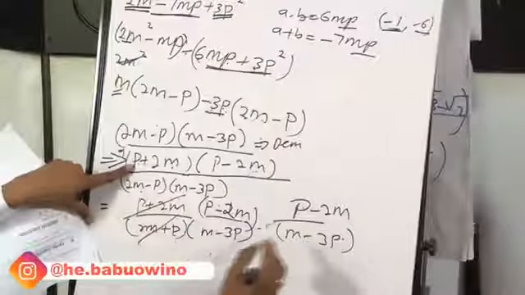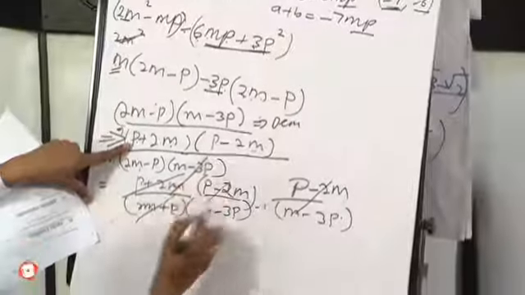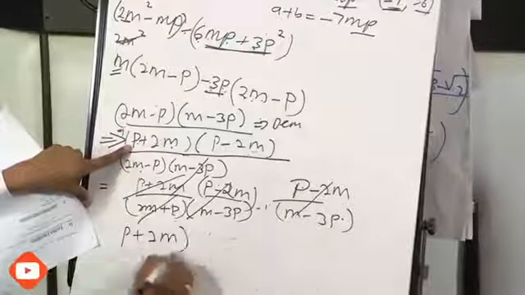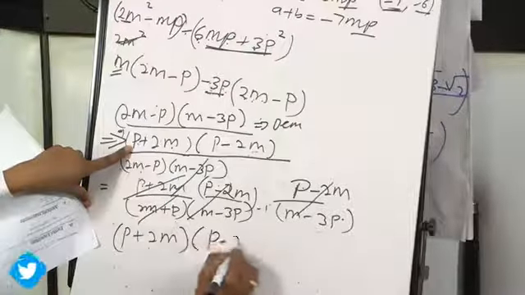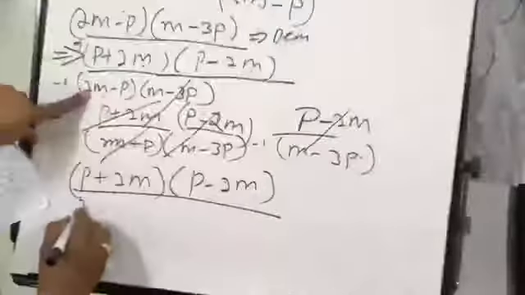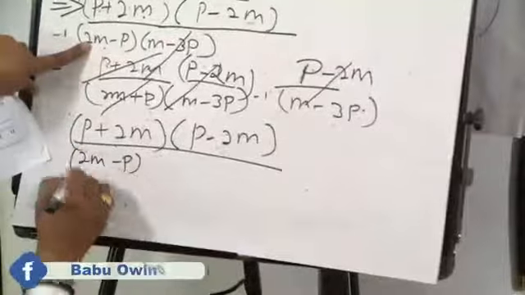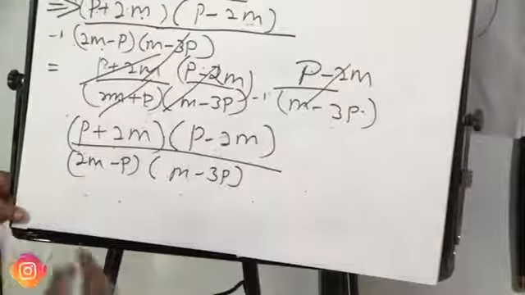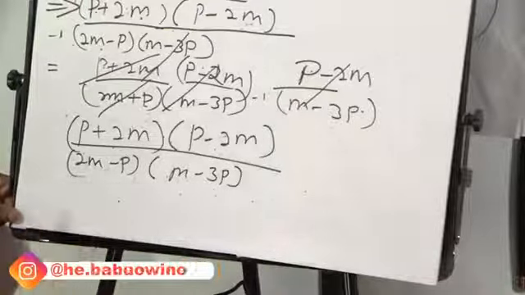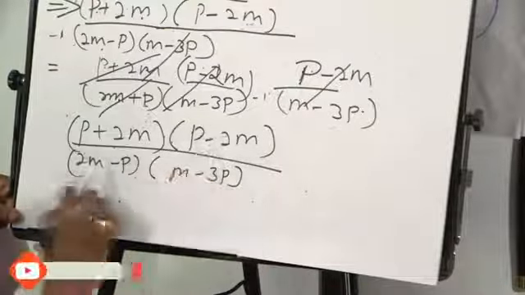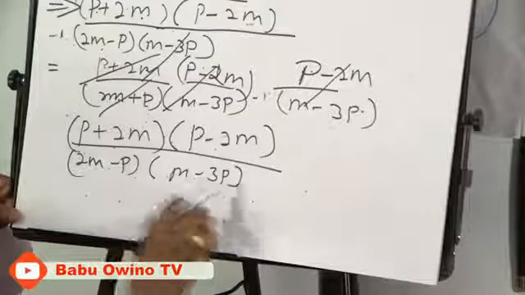We start, just forget about this. So we start from here. p plus 2m into p minus 2m divided by 2m minus p into m minus 3p. So you can clearly see from here, we have p plus 2m into p minus 2m divided by 2m minus p into m minus 3p.